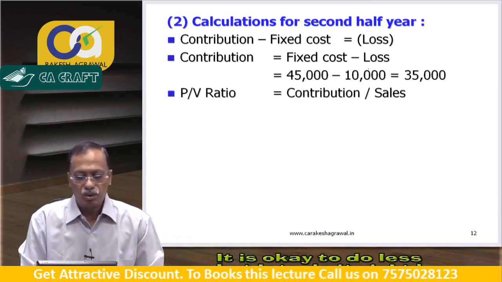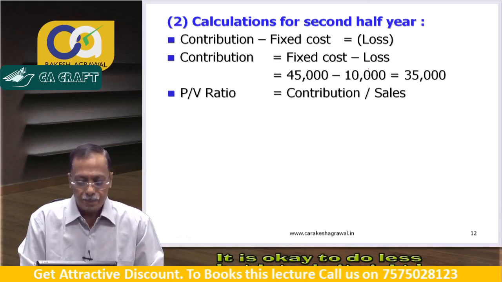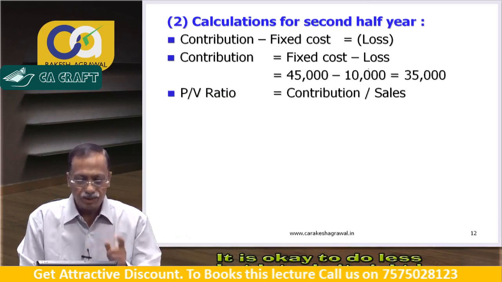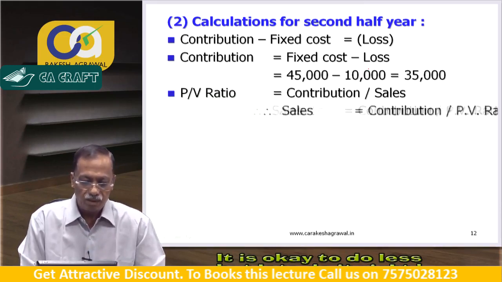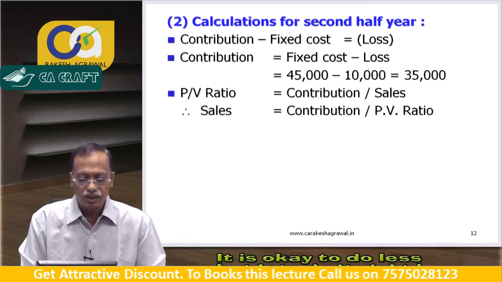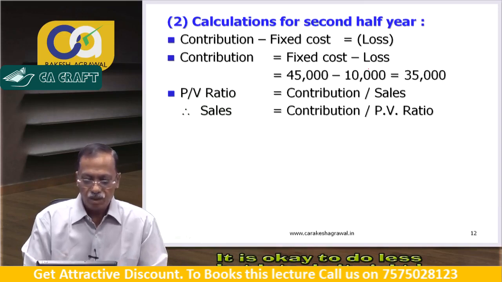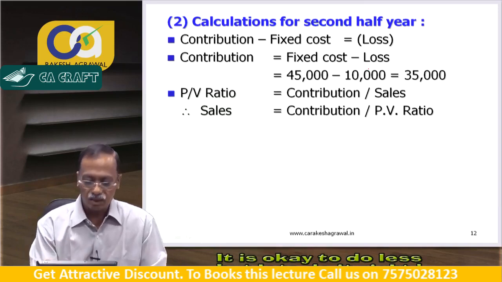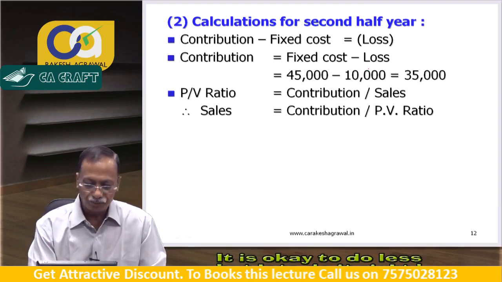PV ratio is equal to contribution divided by sales. And I will twist this formula again, 1 to ka 4. Therefore, you will get the formula as sales is equal to contribution upon PV ratio. Write down, sales is equal to contribution upon PV ratio.